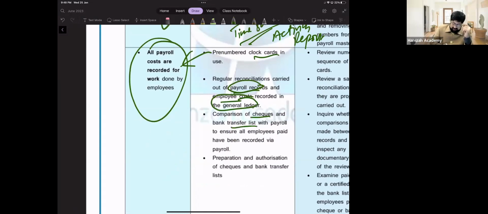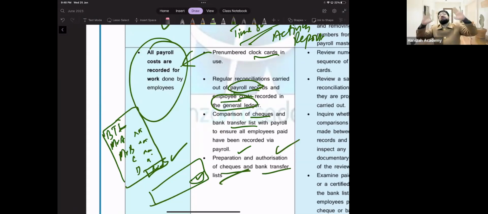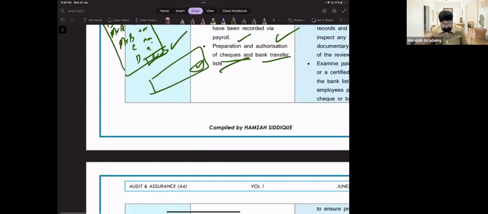Check and bank transfer list. This is the bank transfer list. Mr. A employee, Mr. B employee, Mr. C, D. This is the salary. This is the total amount. Bank transfer list, and then check is prepared. So compare these both amounts. Are they the same? One person prepares the bank transfer list and check, another authorizes. Two different persons. Segregation. This is the purpose. Objective.